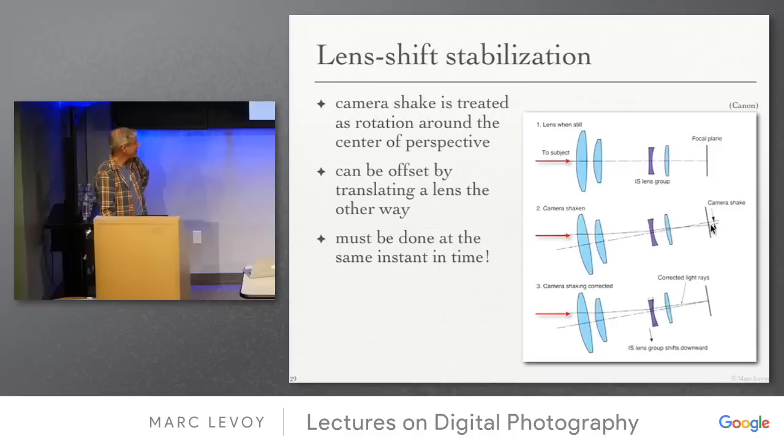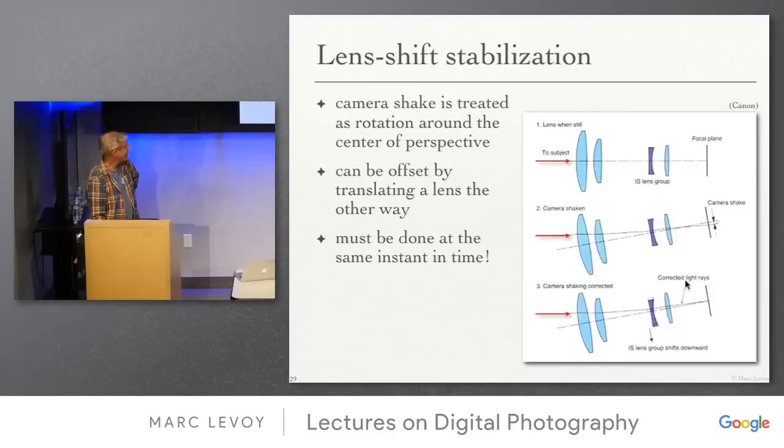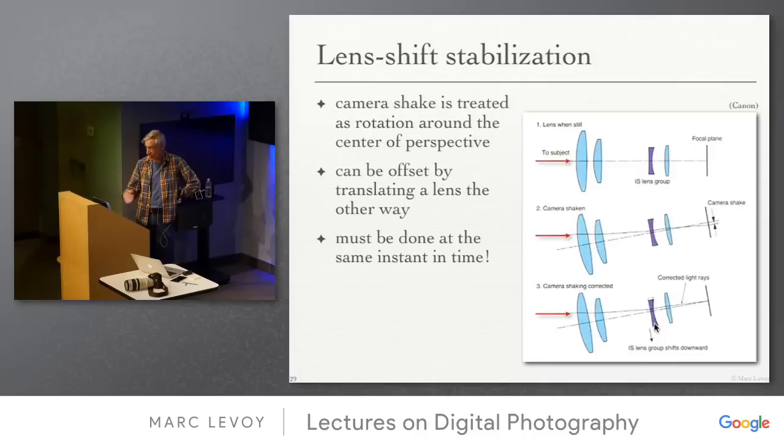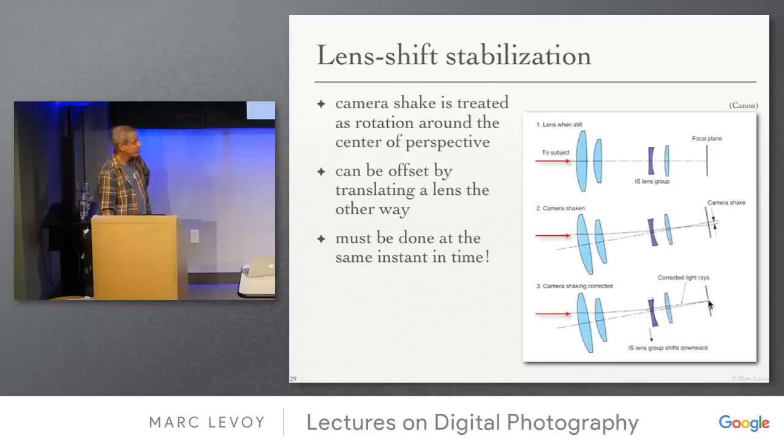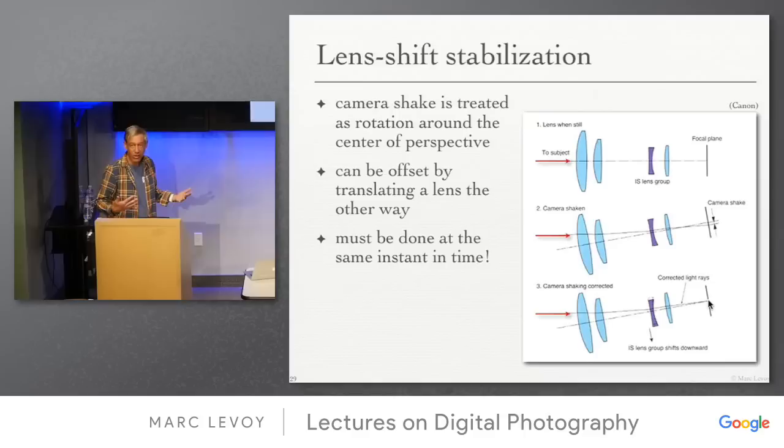It's doing this during a single exposure. But if I shift the lens, so this is one of these lens elements that's being translated laterally, that will cause that ray to point back at the correct location again. So this has to be done really fast, as you can well imagine. It's got to detect that shake and move the lens instantly, effectively. Any delay at all will cause it not to come back to the single correct point again.